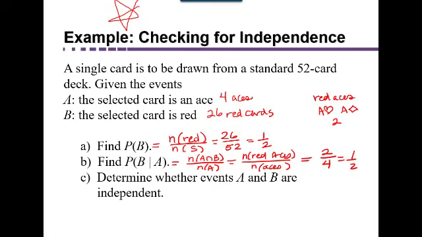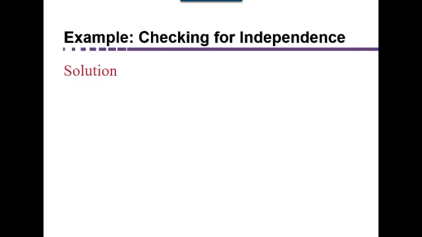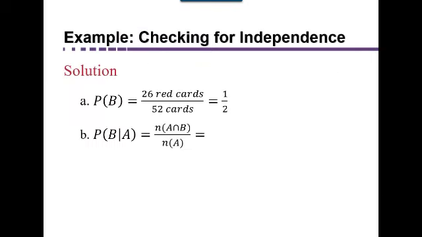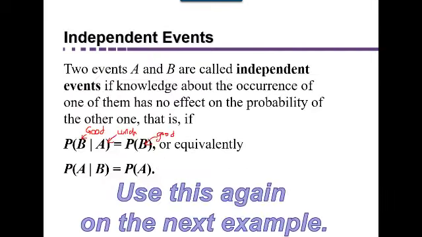So in fact, knowing that the card was an ace did not affect or change the likelihood of drawing a red card, because either way, half of them were red. So we would say that these events are independent. Again, technically, you should also check the probability of A given that B has occurred, but we're going to skip that part.